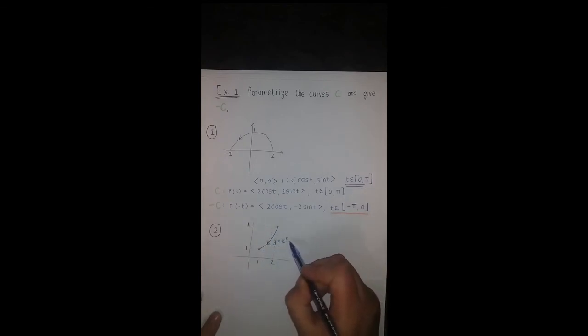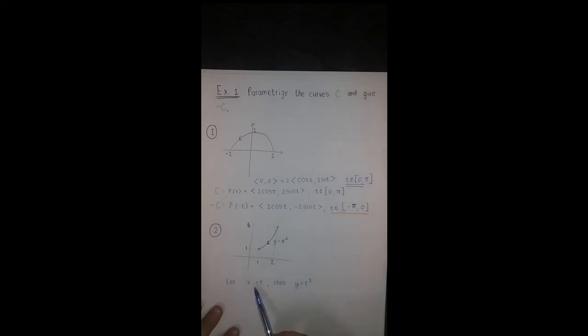Now for the next one, we have a curve which is a function, y is equal to x squared, which goes from right side to the left side. So note that this is actually the negative direction, but we can work with that. So let's start with what it would have been if it was in the positive direction. So let x is equal to t, and then y is equal to t squared. That's just what we normally do with functions.